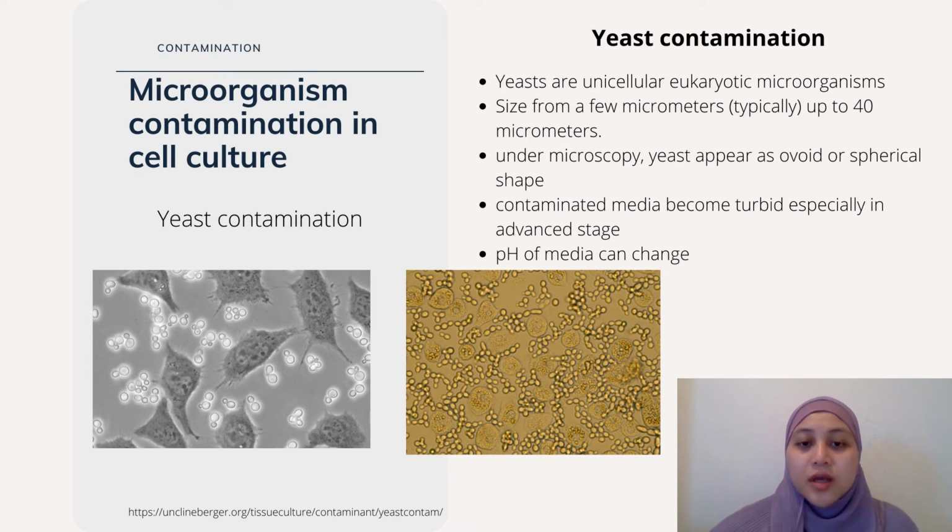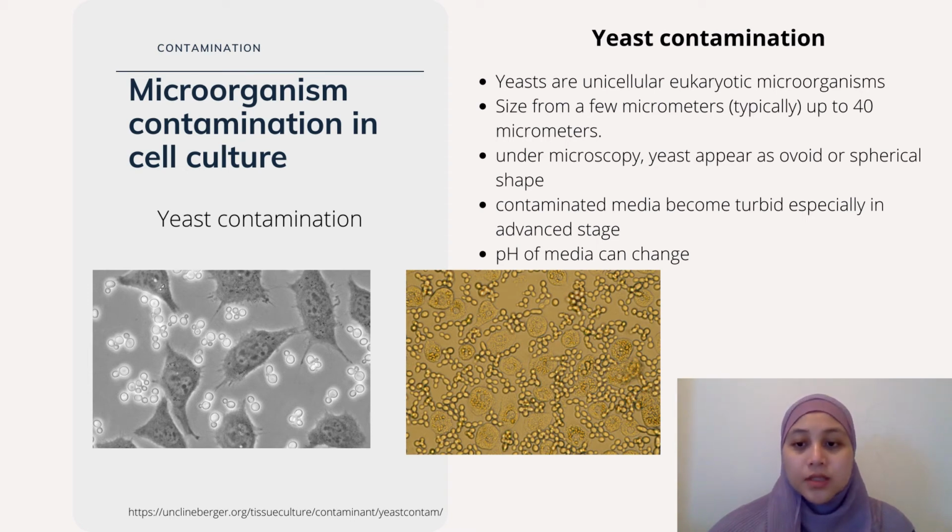Cell culture contamination can be due to yeast contamination. Yeasts are unicellular eukaryotic microorganisms. They vary in size between 5 to 10 micrometer and up to 40 micrometer. When you look under the microscope, yeast appear as ovoid or spherical shapes. You can recognize the presence of yeast in your cell culture when looking at the color of your media.